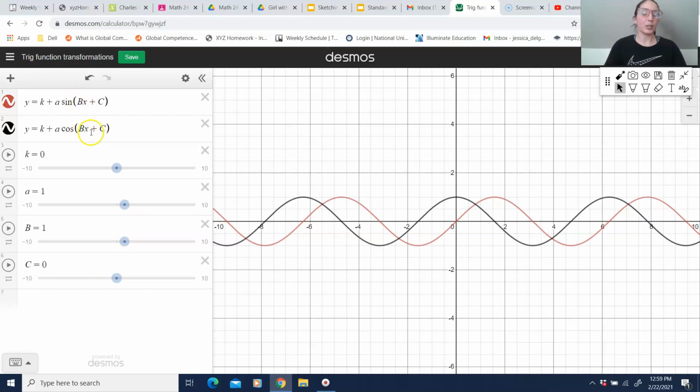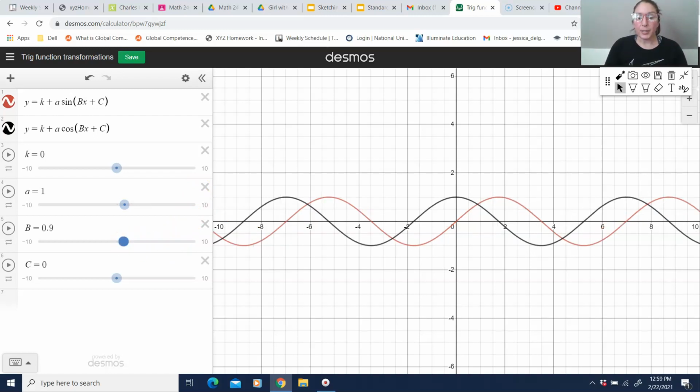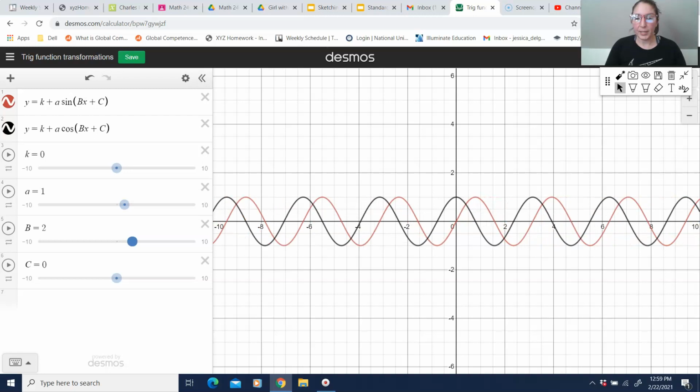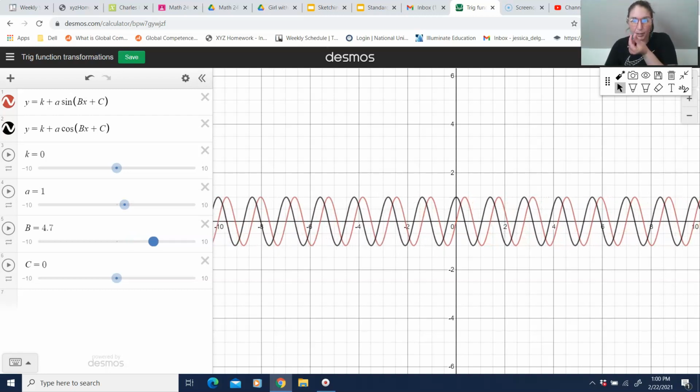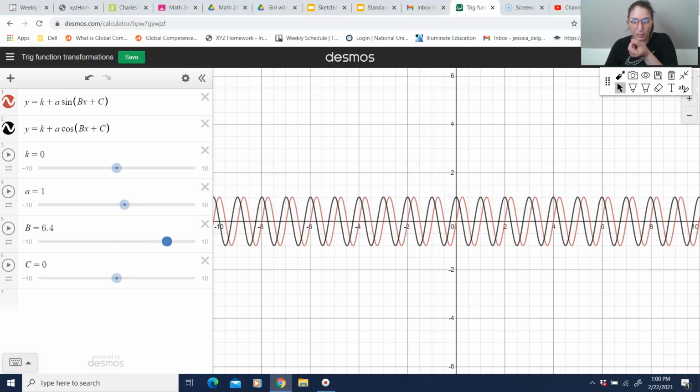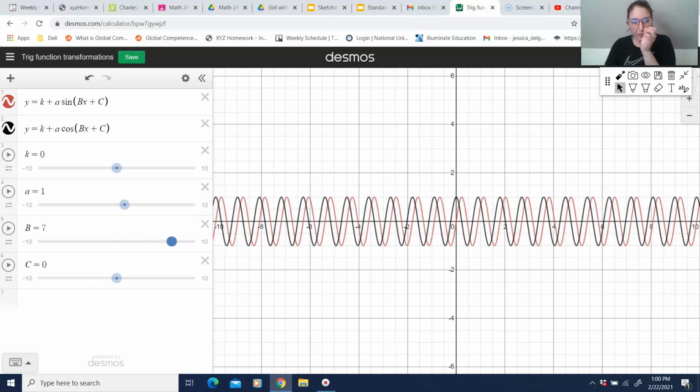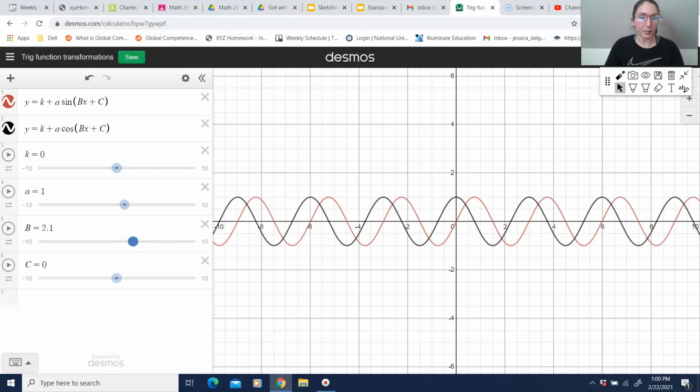And now b. What is b in control of? Now b helps influence the period of the graph, or how long the graph takes to repeat. So as b gets bigger than 1, notice everything's scrunching up, and the period is getting smaller and smaller, smaller period. It almost looks like a coil, right? Put b back to 1.